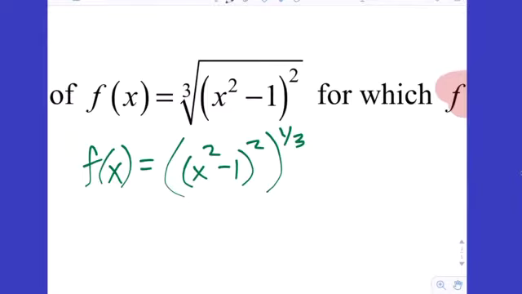So the way I have it written right now, how many layers do we have in our function? 3, right? You got the blob to the 1/3, the blob squared, and then the blob itself, which is x squared minus 1. Can we do anything there to eliminate one of the layers and therefore eliminate one of the links in the chain, making it less likely to make a careless mistake?